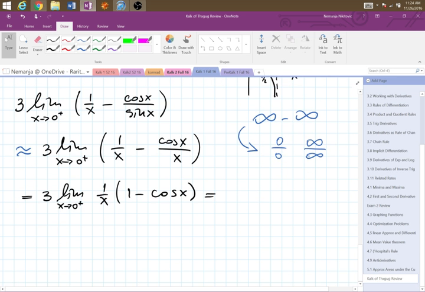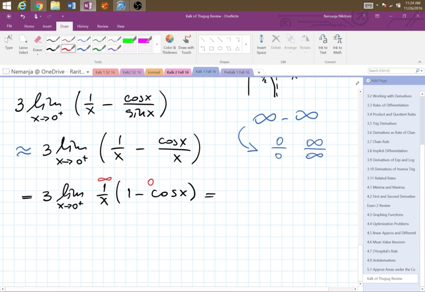What I did is I factored out 1 over x, and 1 over x is going to infinity. Cosine of 0 is 1. 1 minus 1 goes to 0. And we have infinity times 0.